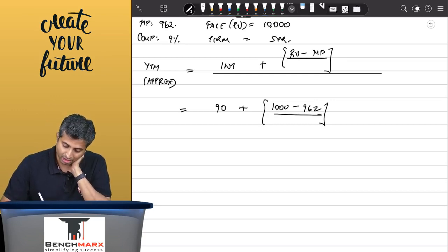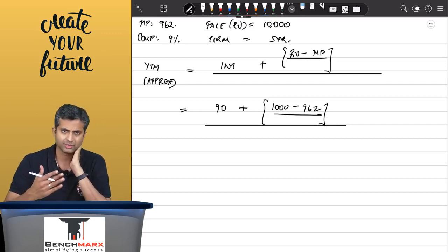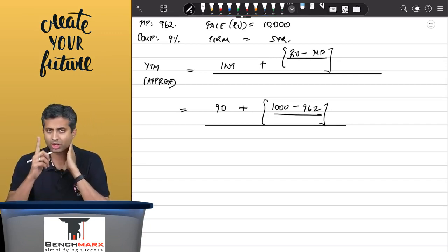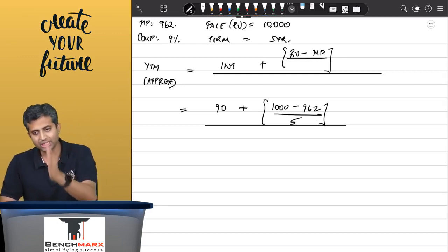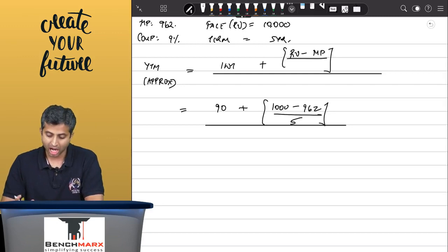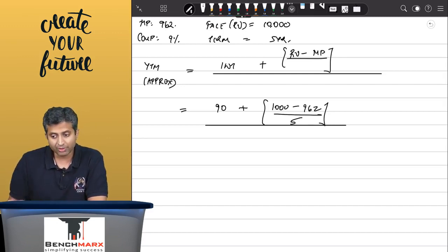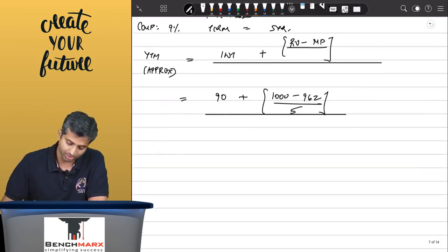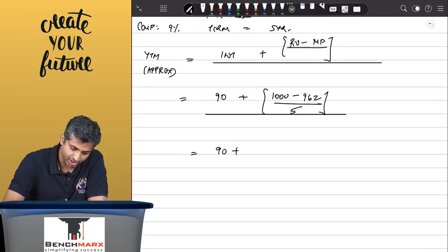This is capital appreciation that you will get only once. However, you want to find a return per annum, so you will say, okay, 1000 minus 962 comes to 38. 38 is going to be received once over 5 years. That means if I want to convert it into a per annum number, 90 every year, in each of the 5 years I am going to get 90. However, the appreciation of 38 you are going to get only at the end of the 5th year. So if I want to convert it into a per annum number, how will that happen? Well, I will say 90 plus 38 divided by 5, which is approximately 97.6 per annum.